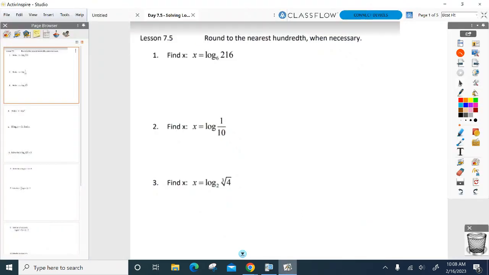Last 2 days, we solved an equation using a log. Now we're going to solve log equations. All right, I'm going to start out with the log. How do I solve these? And I'll be honest, I should probably get rid of these next year.